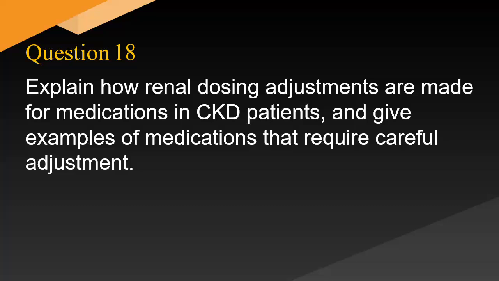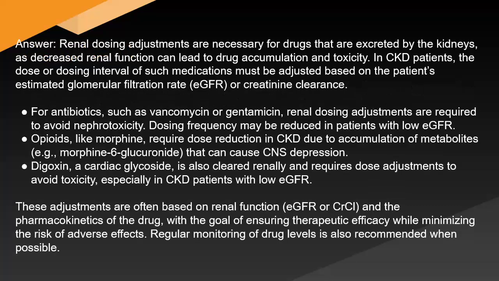Explain how renal dosing adjustments are made for medications in CKD patients and give examples of medications that require careful adjustment. Answer: renal dosing adjustments are necessary for drugs that are excreted by the kidneys, as decreased renal function can lead to drug accumulation and toxicity. In CKD patients, the dose or dosing interval of such medications must be adjusted based on the patient's estimated glomerular filtration rate, eGFR, or creatinine clearance.